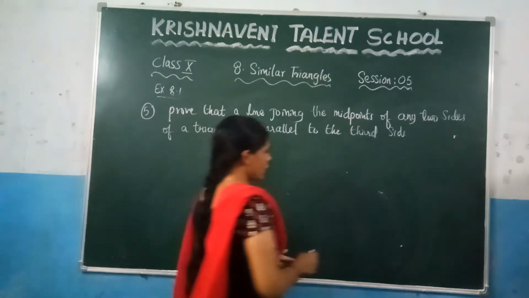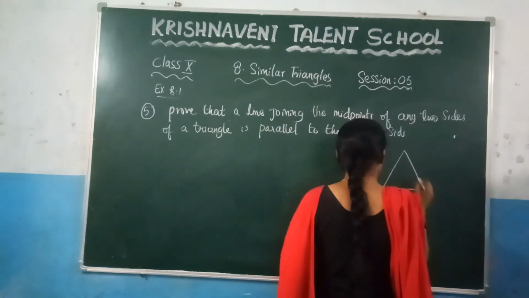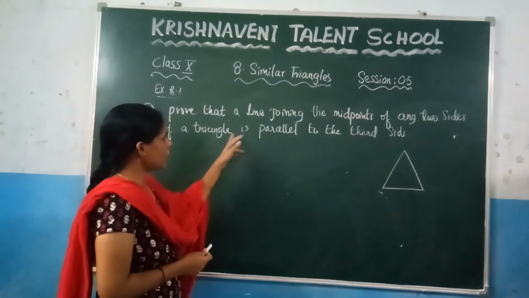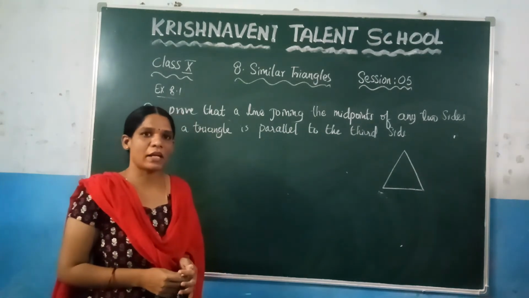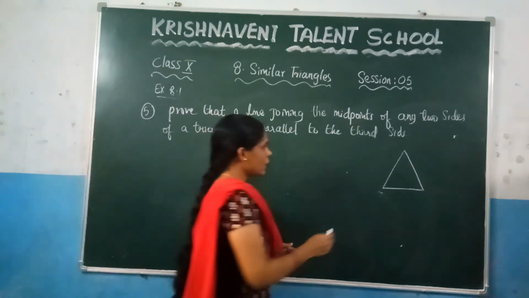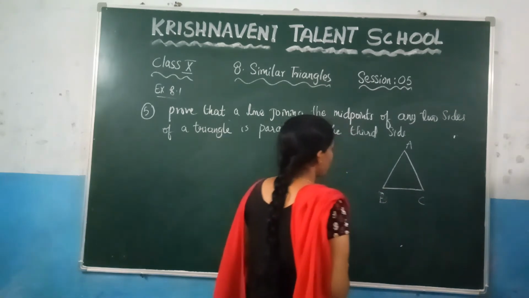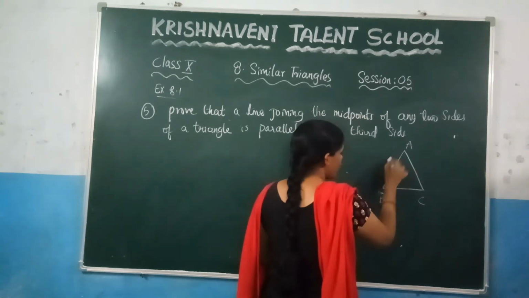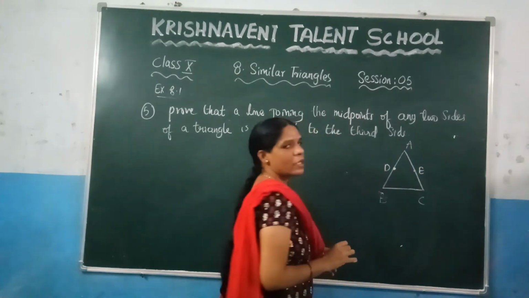So here, first again, draw one triangle, and after that, we will write what they have given. First you need to draw such that a line joining the midpoints of any two sides of the triangle. That means you need to take midpoints of two sides and you have to join one line. So here, let us mark it as A, B, C. Let D be the midpoint of AB, and similarly, let us consider E is the midpoint of AC.